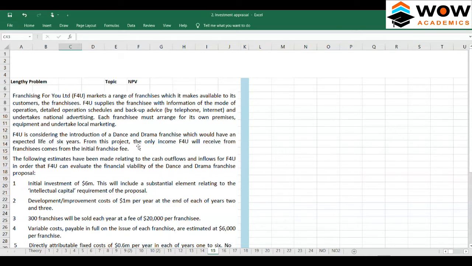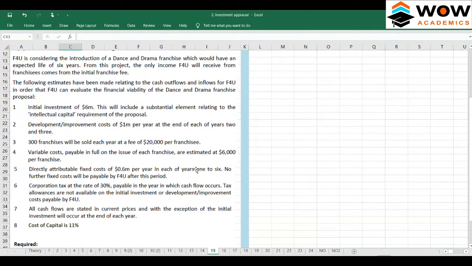From this project, the only income F4U will receive from the franchisees comes from the initial franchisee fee. Okay, so that is going to be the income. The following estimates have been made relating to the cash outflows and inflows for F4U, in order that F4U can evaluate the financial viability of the dance and drama franchisee proposal. So these are the numbers that we have. First, let's read the numbers and then we'll start proceeding with the table.